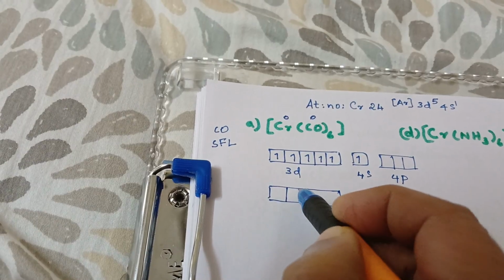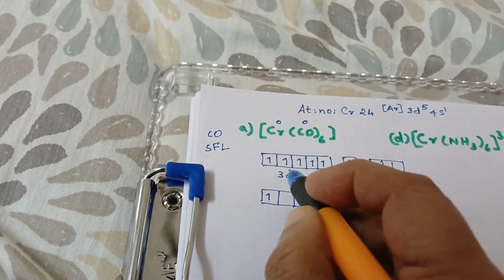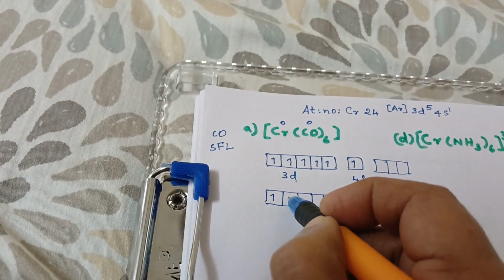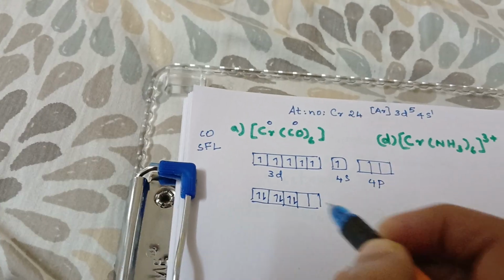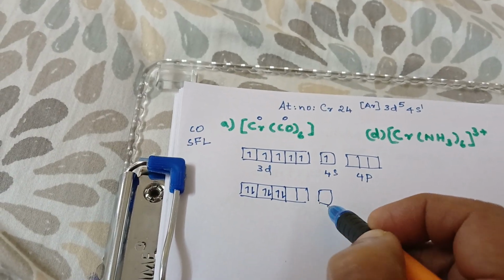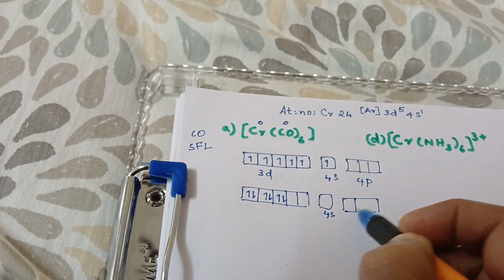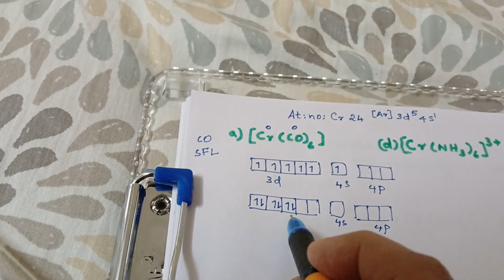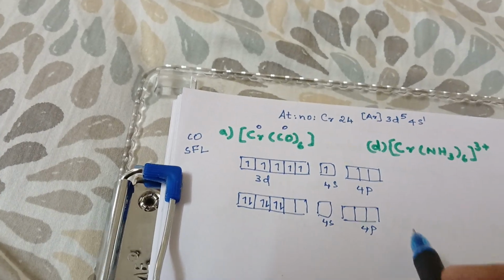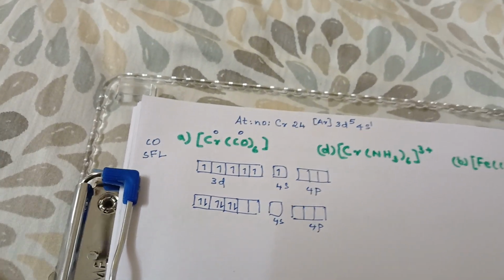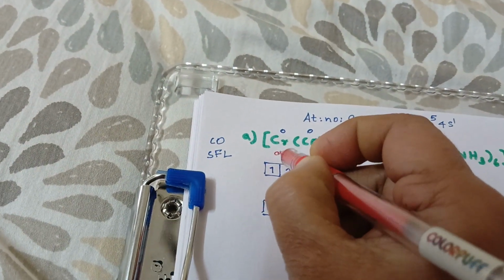Let us see. 6 electrons. Electrons will pair up like this. So no unpaired electrons. So the complex will be diamagnetic. Cr(CO)6 will be diamagnetic.